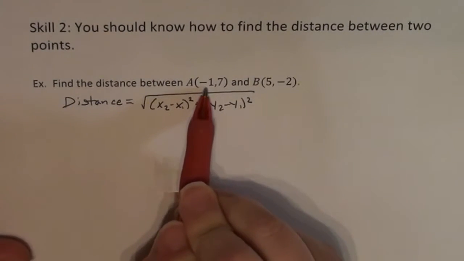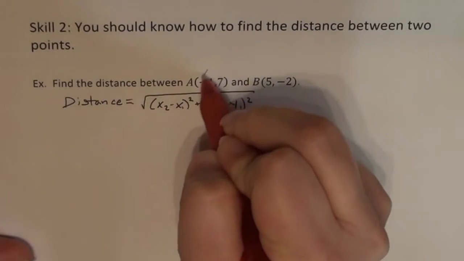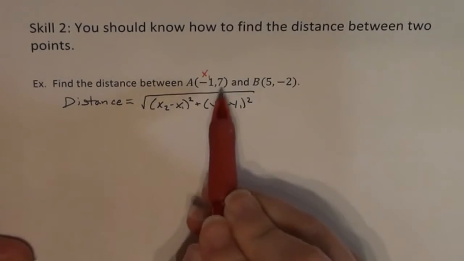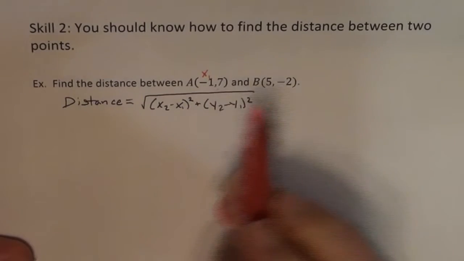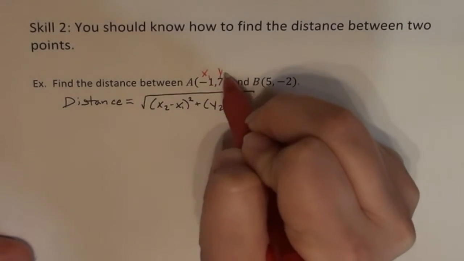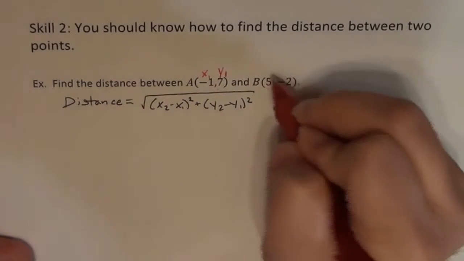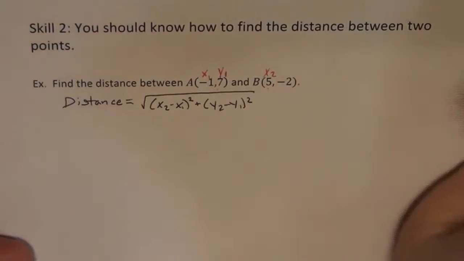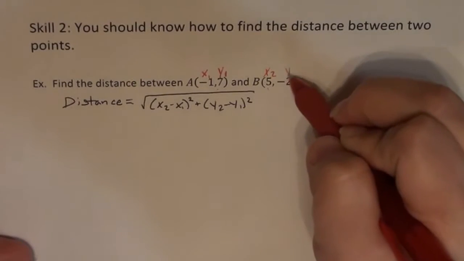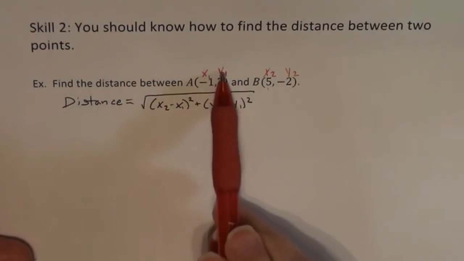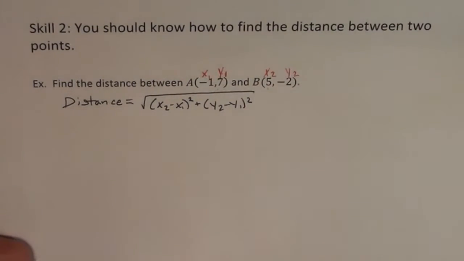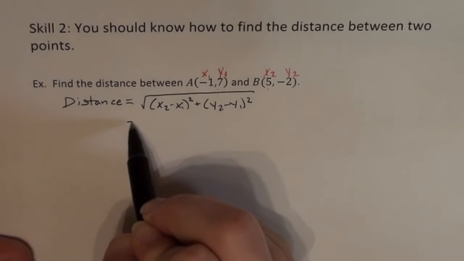the x value of the first point will go in for x1, and the y value of the first point will go in for y1. The second point, the x value is x2, and the y value is y2. It always goes xy, xy, because every point's coordinates have both an x and a y. Now what you do is you plug them in.